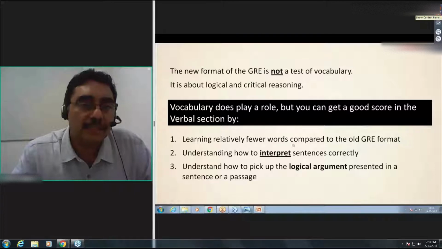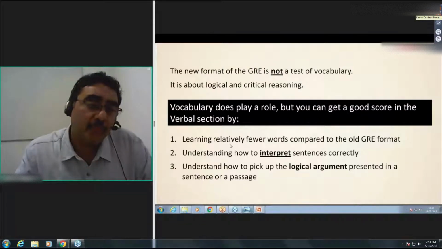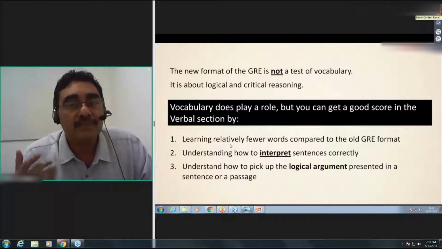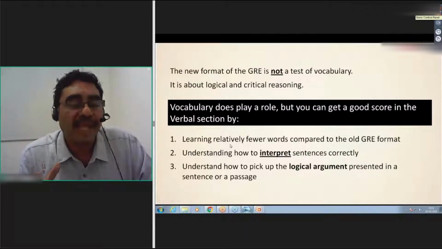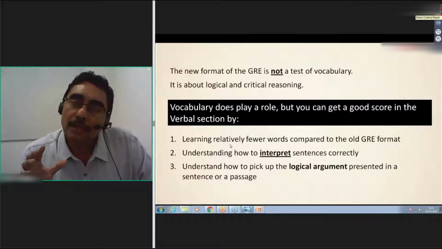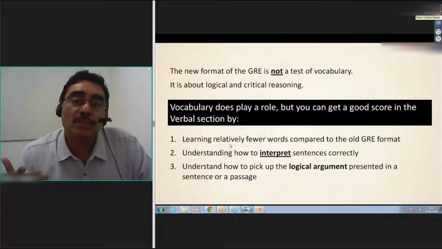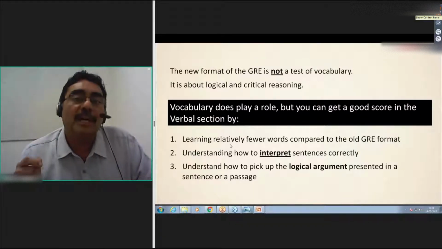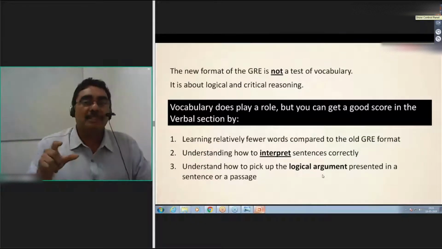In this format of the GRE, you can learn relatively fewer words compared to the old format. In the old format, you probably had to learn something like 3,000, 3,500 words. But here, if you have about 800 or 1,000 words of vocabulary, and you learn the right words, you can do very well in this format. And if you know about 1,500, 1,800, it will greatly help you. But you don't have to learn 4,000 and 4,500 words like in the old GRE format.